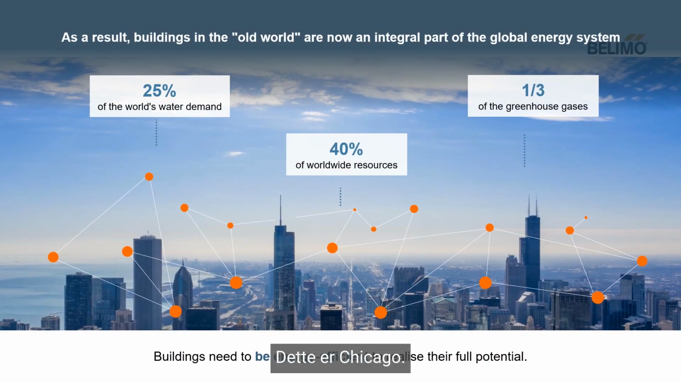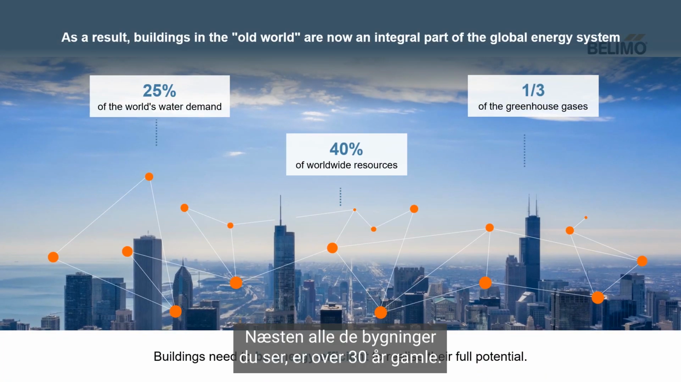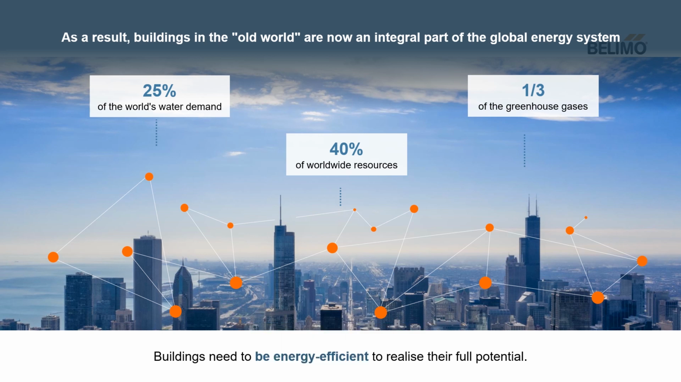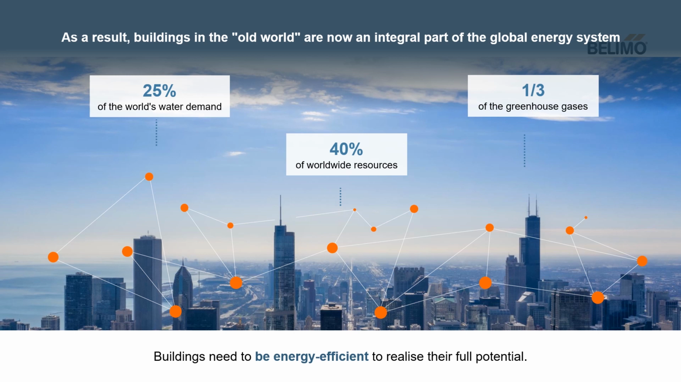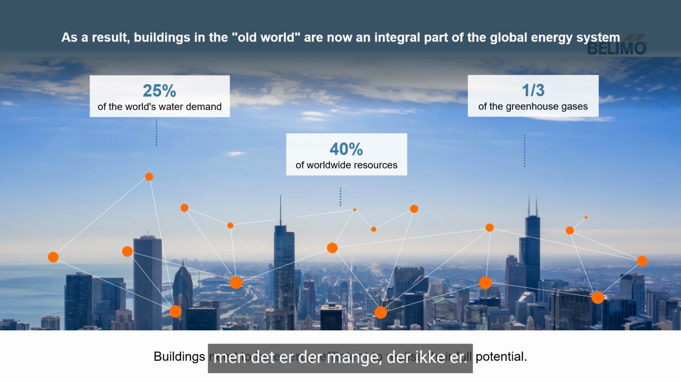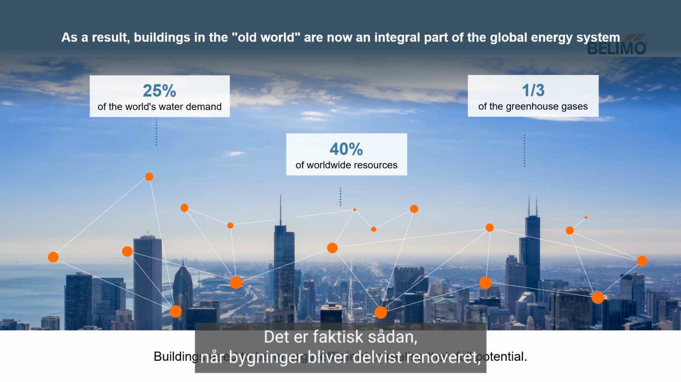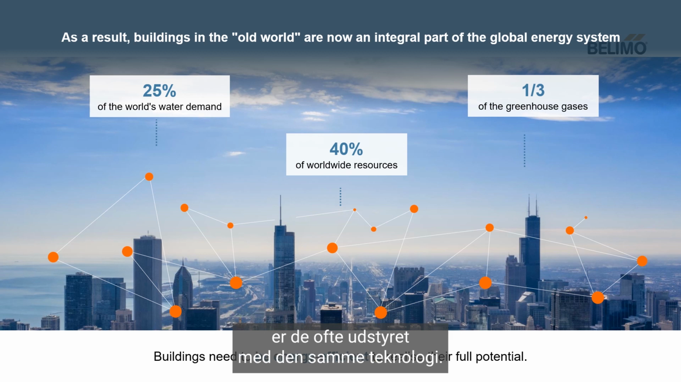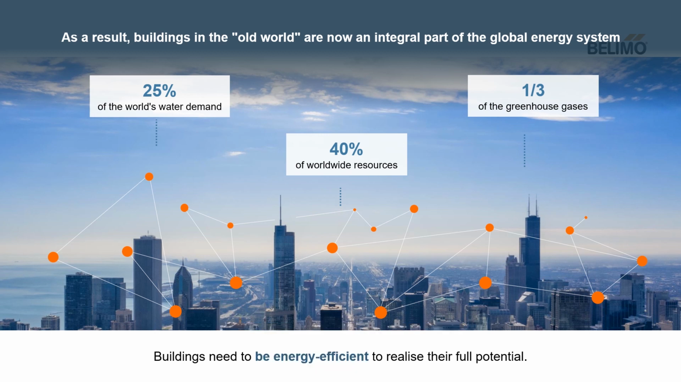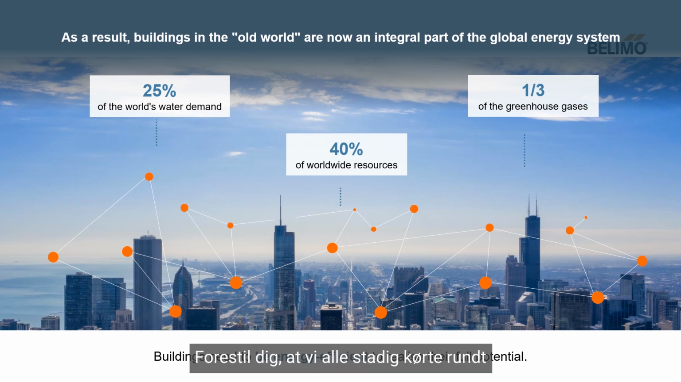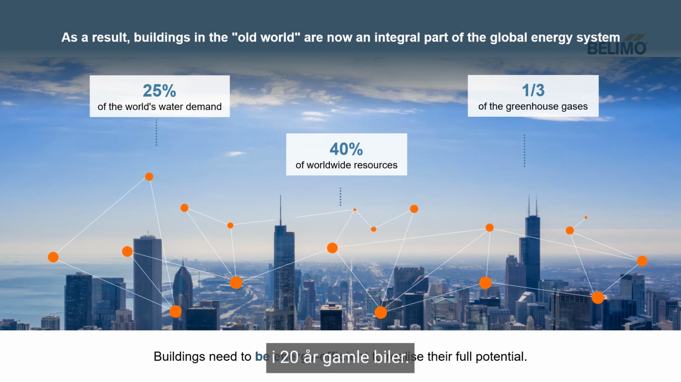This is Chicago. Almost all the buildings you see are over 30 years old. Of course, some of them have been renovated in the meantime. But many have not. In fact, when buildings are partially renovated, they are often equipped with the same technology. Therefore, it is not surprising that the energy efficiency of these buildings does not improve after renovation. Imagine we were all still driving around in 20-year-old cars.